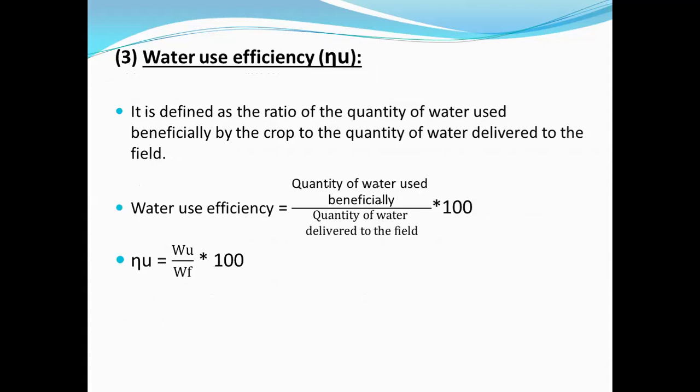It is defined as the ratio of the quantity of water used beneficially by the crop to the quantity of water delivered to the field, as you can see in this figure, right? The equation of water use efficiency is multiplied by 100 because we need the answer in percentage, right? So eta u is equal to Wu divided by Wf multiplied by 100, where Wu is the quantity of water used beneficially and Wf is the quantity of water delivered to the field.